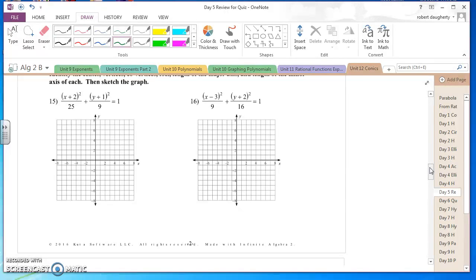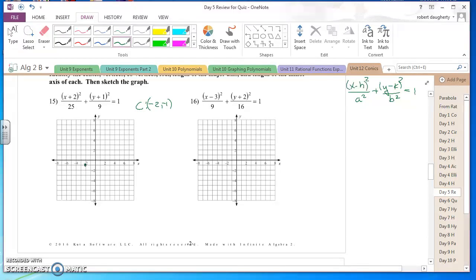So it's helpful to always know the formula. It's (x minus h) squared over a squared plus (y minus k) squared over b squared equals 1. So this is centered at (-2, -1). So my center is (-2, -1). So I can graph that, (-2, -1), which is right here.